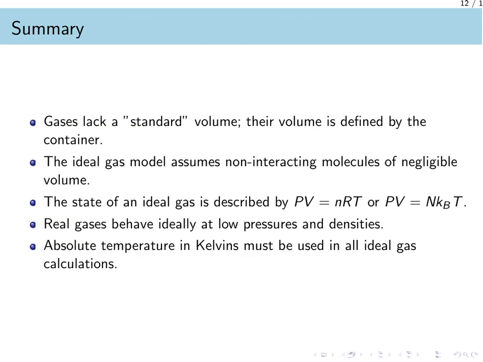To summarize what we have covered, remember that gases do not have a standard volume and will always expand to fill their container. The ideal gas model is a powerful tool that assumes molecules do not interact and have negligible volume. This behavior is described by the ideal gas law, which can be written as pressure times volume equals the number of moles times the universal gas constant times temperature, or using the total number of molecules and Boltzmann's constant. Real gases follow these rules closely at low pressures. Finally, always remember to use absolute temperature in kelvins for all your calculations.